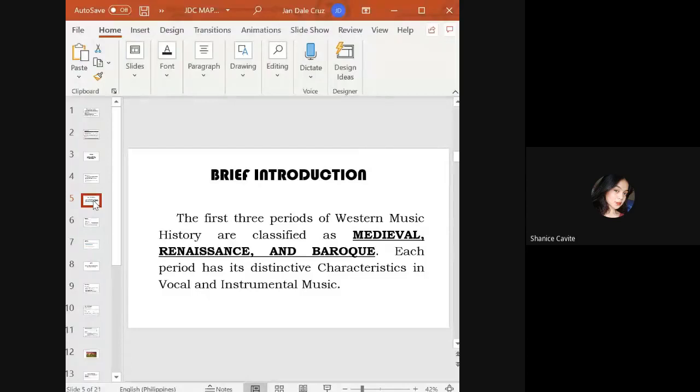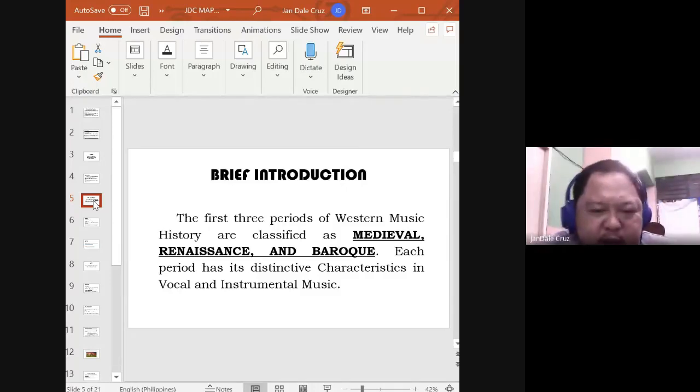Brief introduction. The first three periods of Western music history are classified as medieval, renaissance, and baroque. Each period has its distinctive characteristic in vocal and instrumental music.